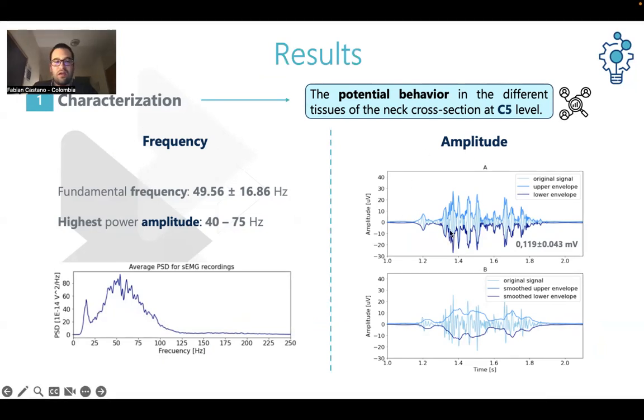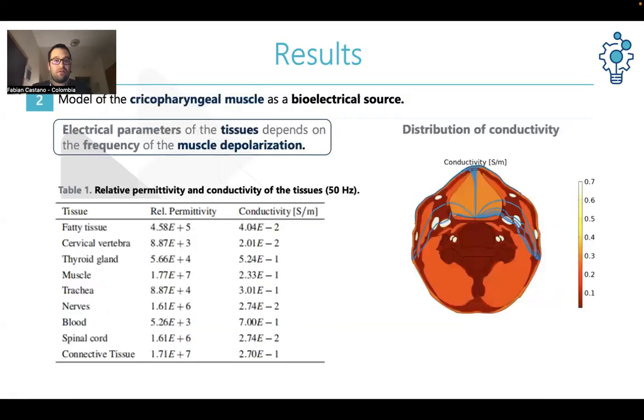Also, we look at how the different events evolve when the people make a swallow in the process. With this information, we determine the amplitude of the signal, the impact of the event, but also we provide a real model of the propagation of this signal through the neck.